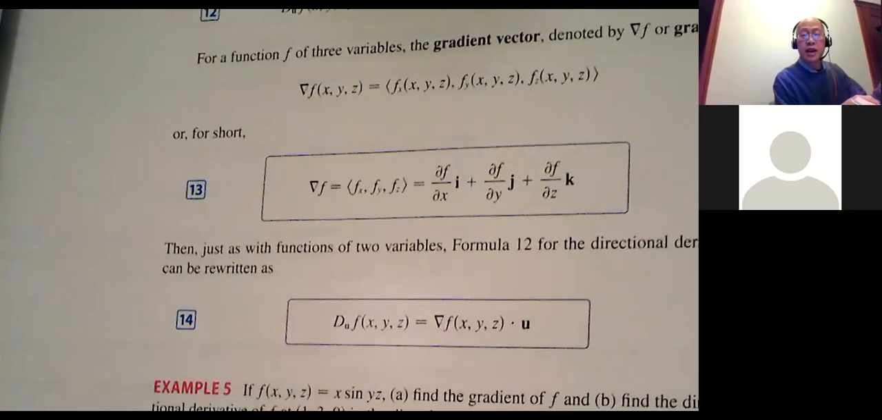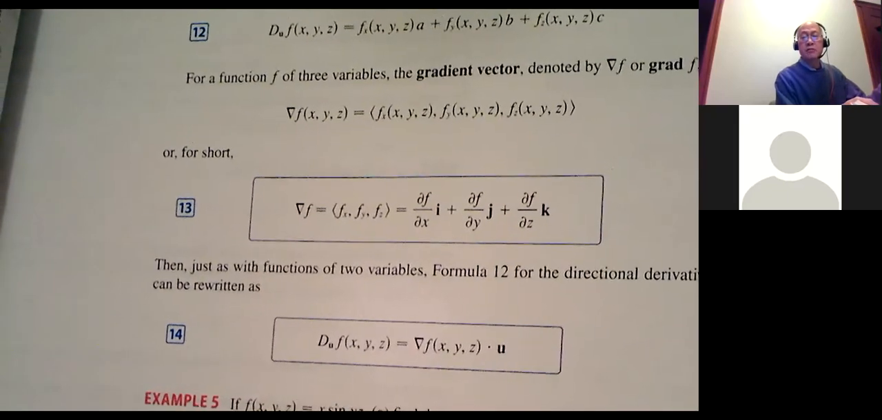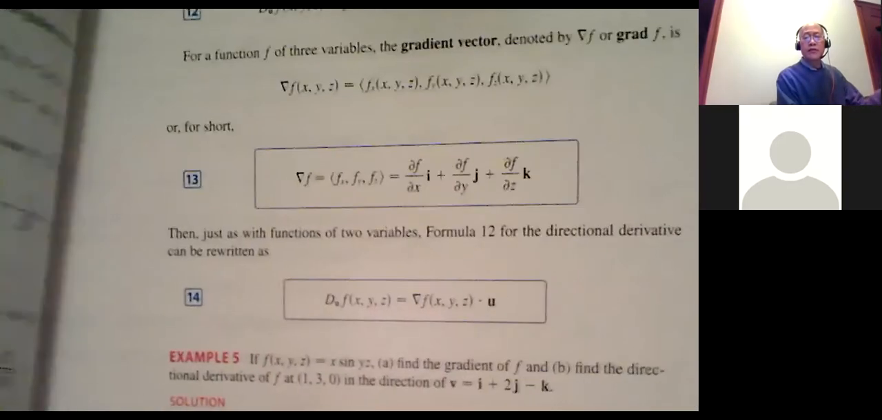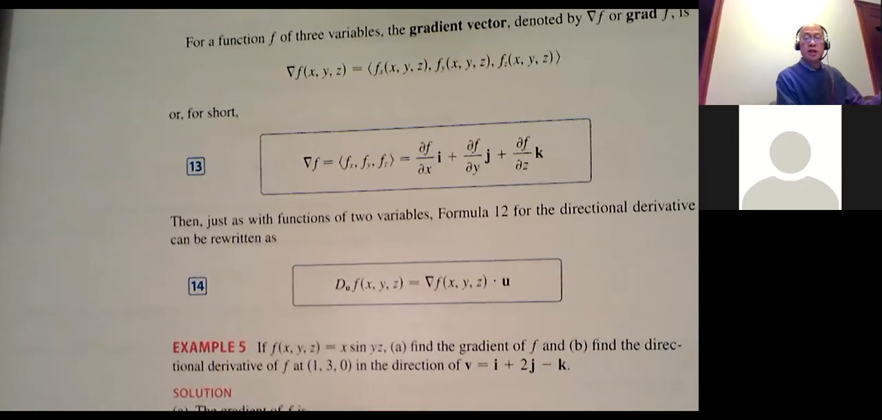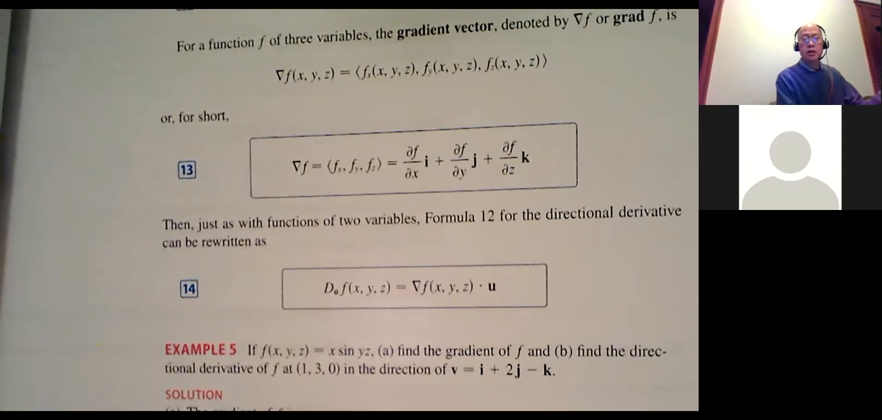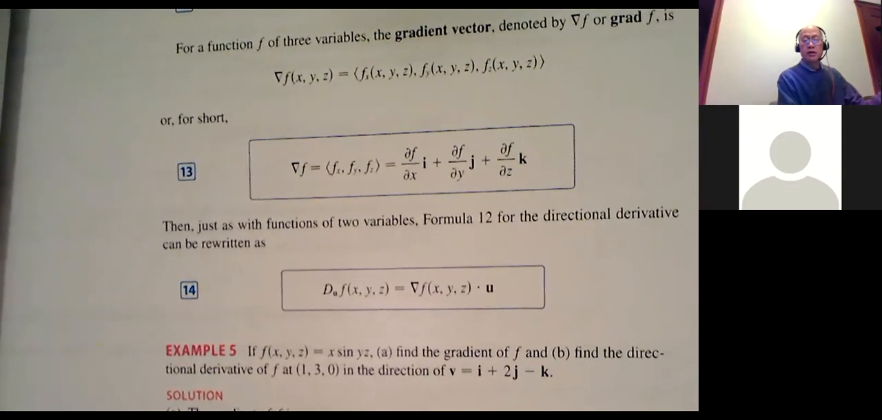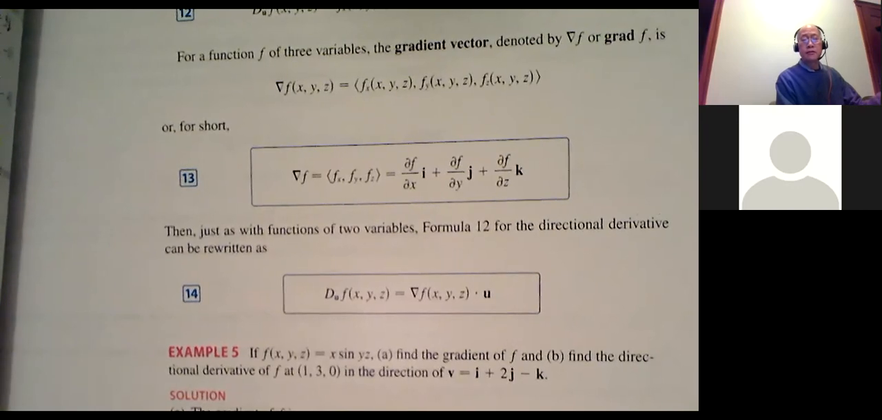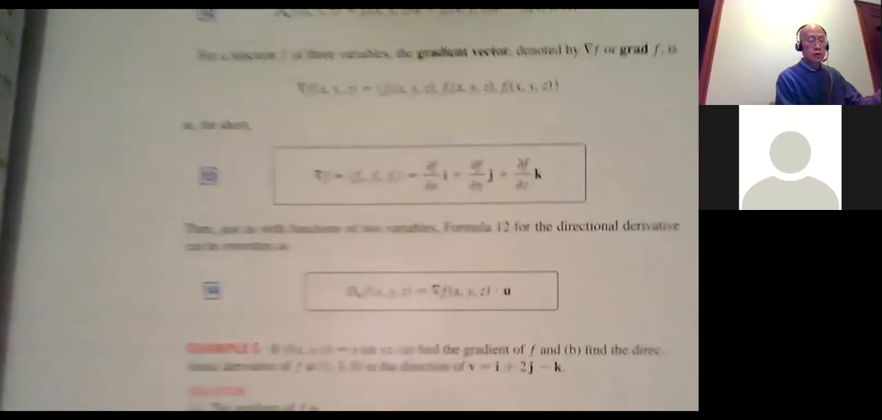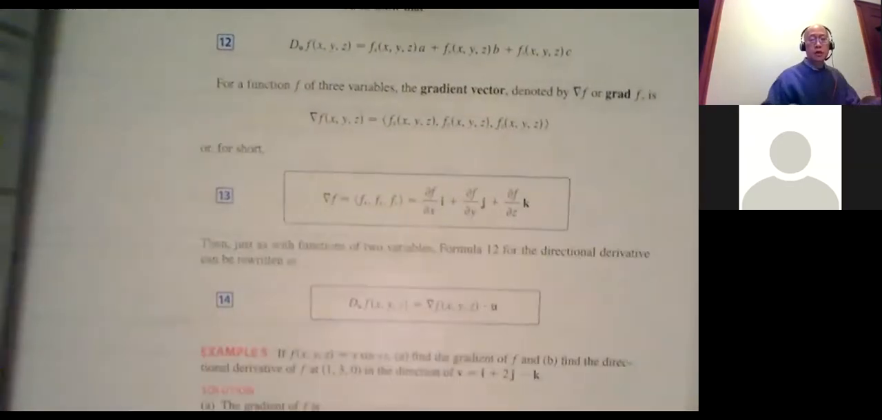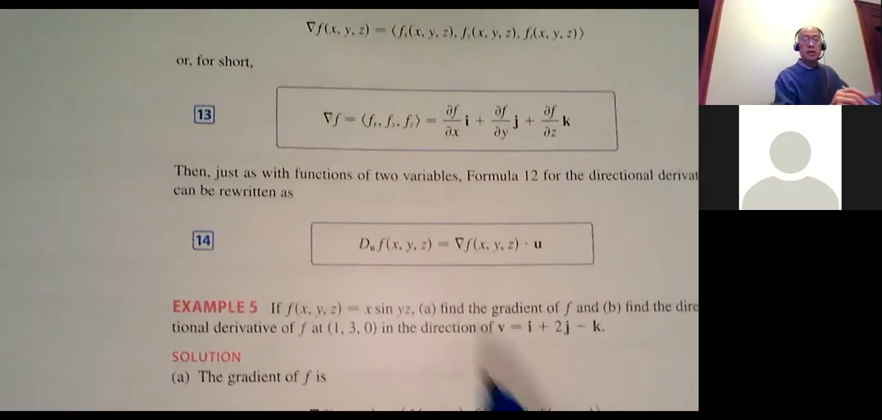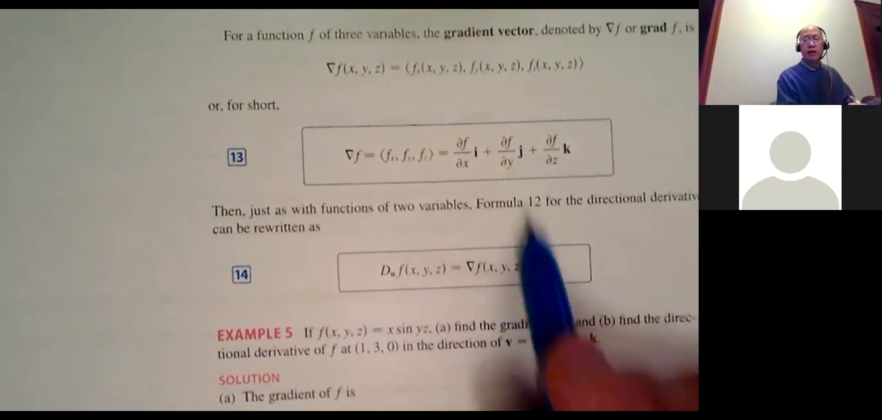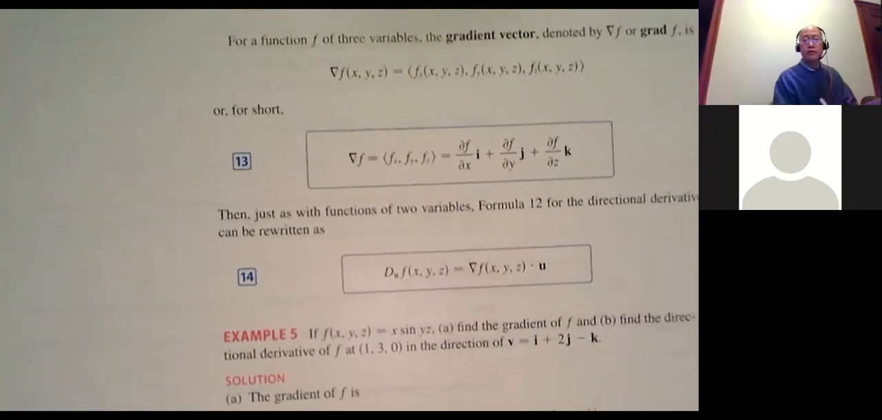Del f is fx, fy, fz, or partial of f with respect to x i, plus partial of f with respect to y j, plus partial of f with respect to z k. So again, thinking of a dot product, equation 14, D_u f, the derivative of f in the direction of u, at (x,y,z), is del f dot u. So you take the dot product of fx, fy, fz with the components of the unit vector a, b, c. That's 14 there. So again, this gradient vector, the components are just the partial derivatives: fx, fy, and fz. So for the directional derivative, take that gradient vector and dot it with the unit vector in the direction that you want to go.